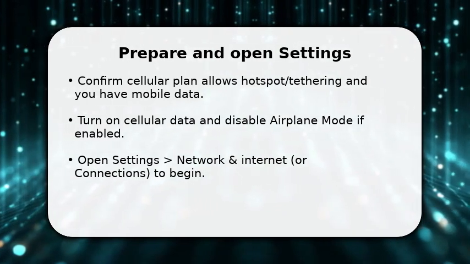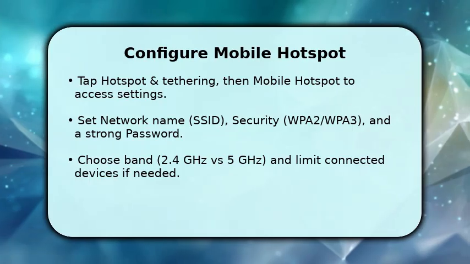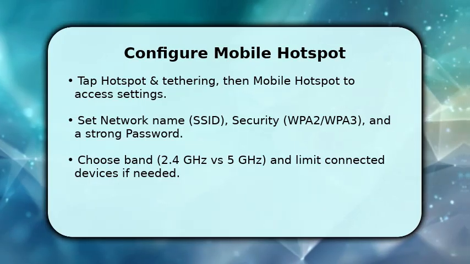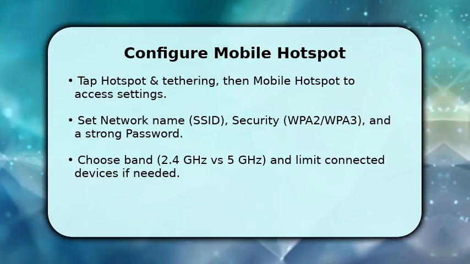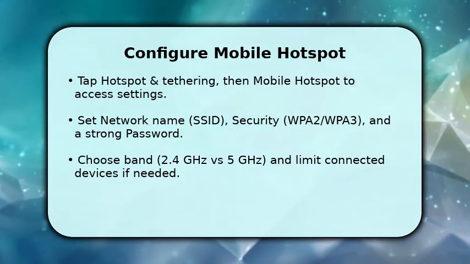You're now configuring the hotspot itself. Tap Hotspot and Tethering, then Mobile Hotspot to edit details. Name the network so you can identify it and choose WPA2 or WPA3 security for reasonable protection, then set a strong password. Make sure to pick the best band too.